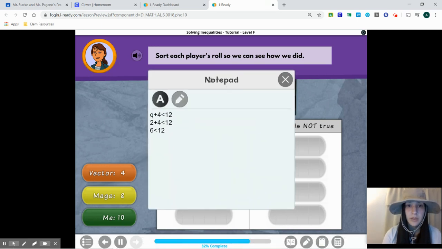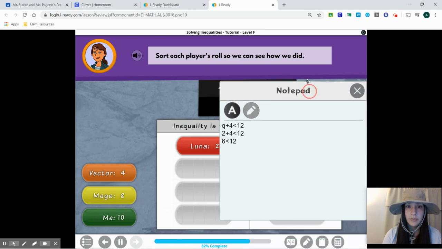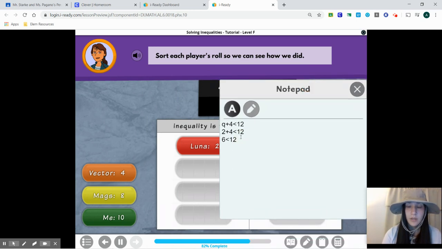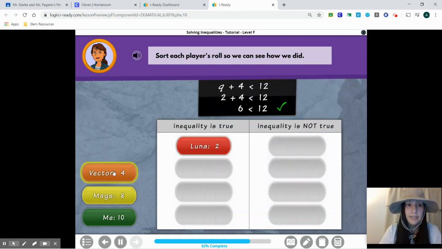Notepad, where are you? All right, let's move it down a little bit. So can I delete this? Yes. All right. Again, we had Q plus 4 less than 12. We're going to do Vector now. So 4 plus 4 less than 12. 4 plus 4 is 8. 8 again is less than 12. Let's close that and put Vector over here because that is true.